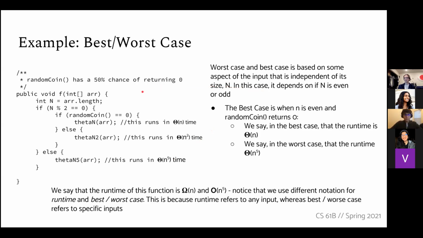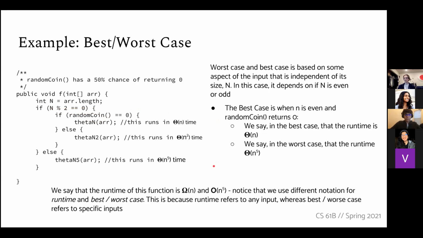One thing to note here is our worst case and best case were not some aspect of the size of n, but more about some characteristic of n. Here the best case was n being even, whereas the worst case resulted in n being odd. This is very common for best case and worst case scenarios. In this case, it depends on n being even or odd. But we could equally have had something like random coin being in this if statement, and we would want to go into it based on random coin's output and not some characteristic of n. So it doesn't have to always depend on n.